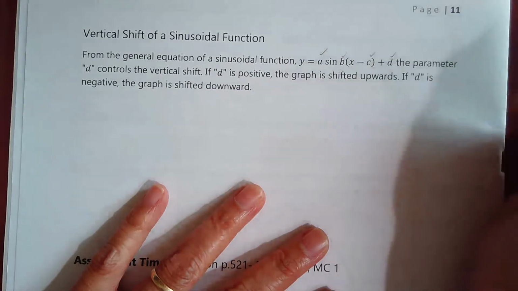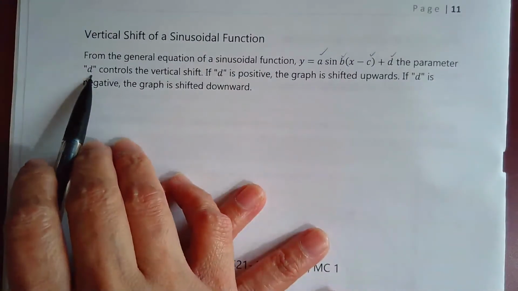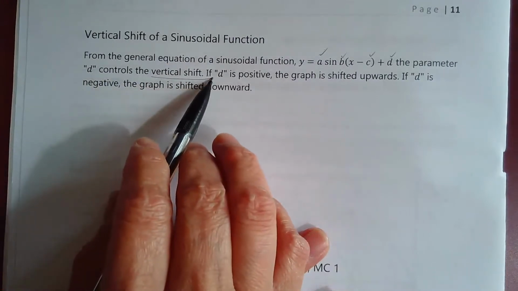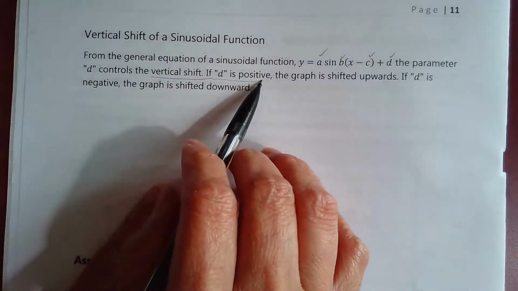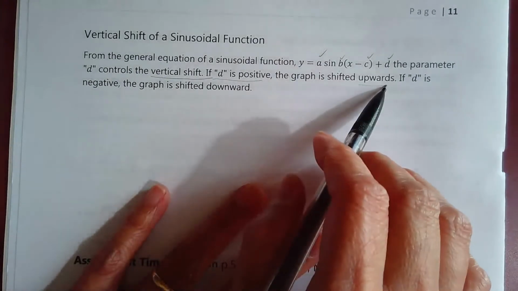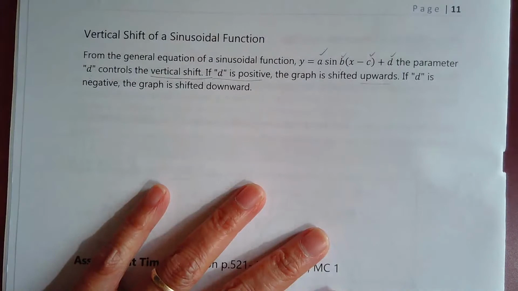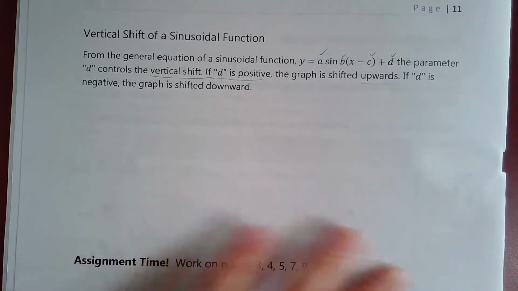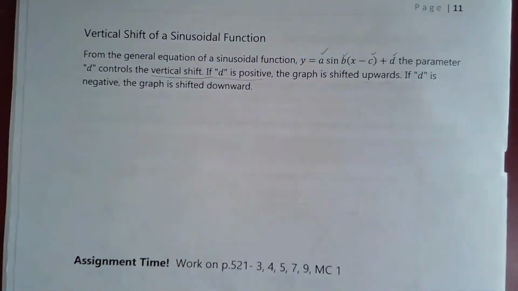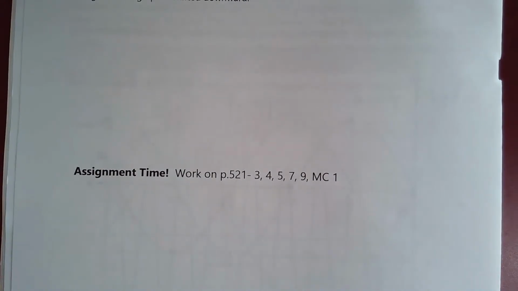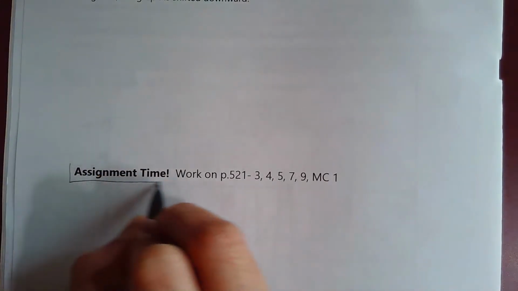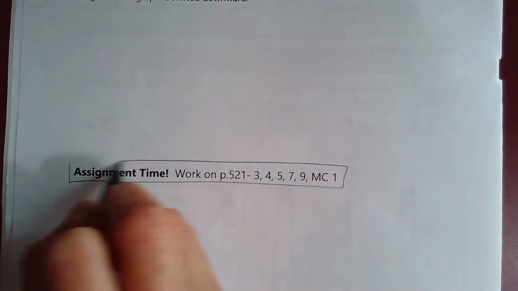Now we're going to take a look at the parameter D. So we know that D controls a vertical shift. If D is positive, the graph is shifted upwards. If D is negative, the graph is shifted down. Okay, so that's basically all of that stuff. So we finished it. There are some assignment questions in here that we can work on.